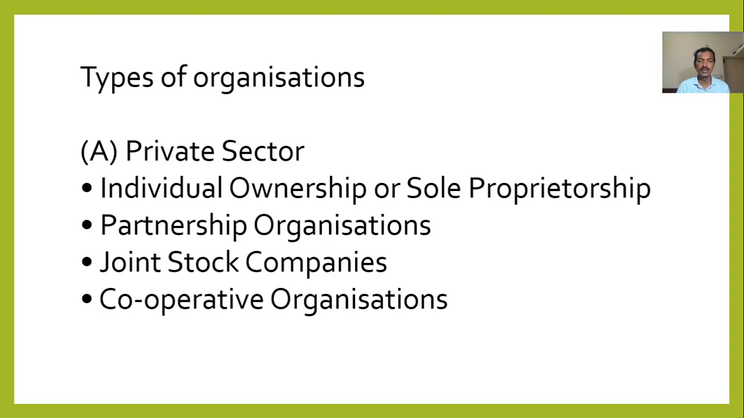The first one is individual ownership, otherwise sole proprietorship. An individual can invest in a business and start it. He is the boss of that company and he can take the decisions. Therefore, that is individual ownership. A small business or small industry may be started by investment from a single person. That type is known as individual ownership.